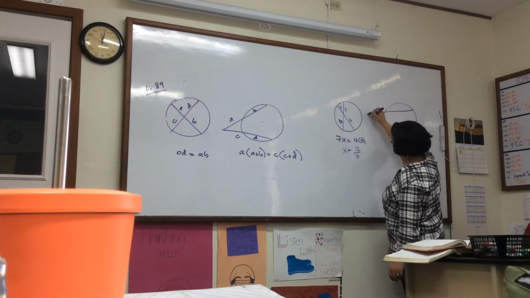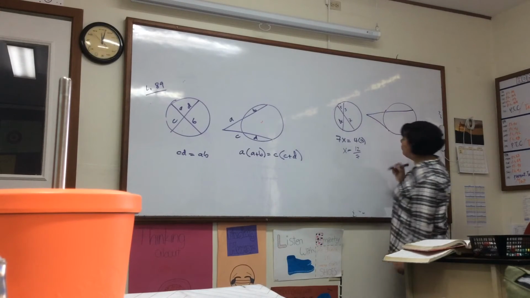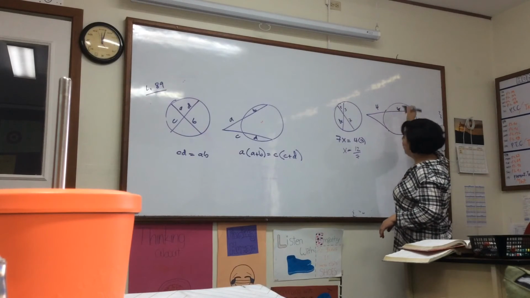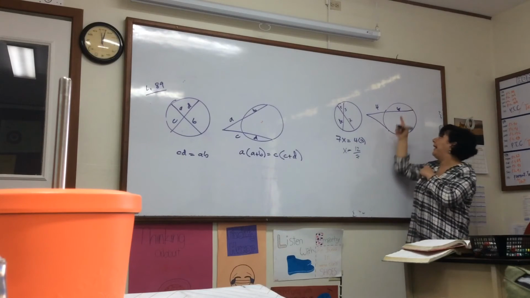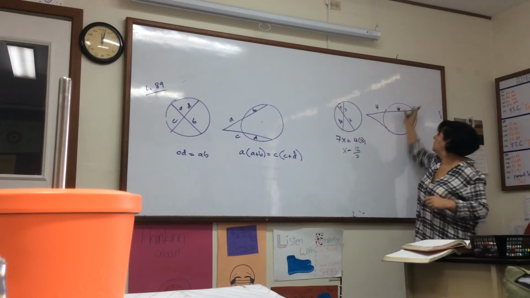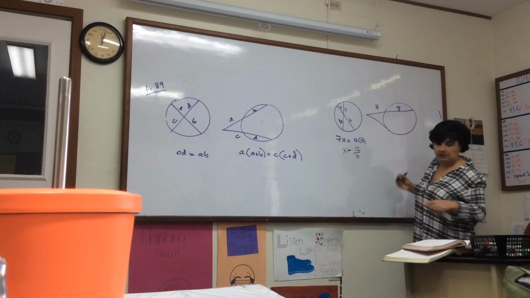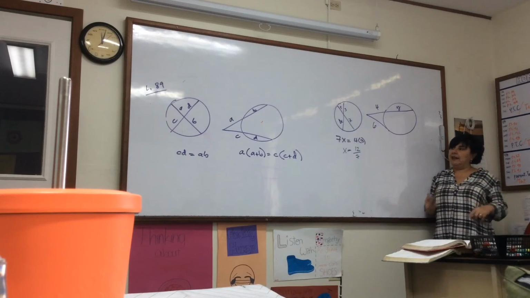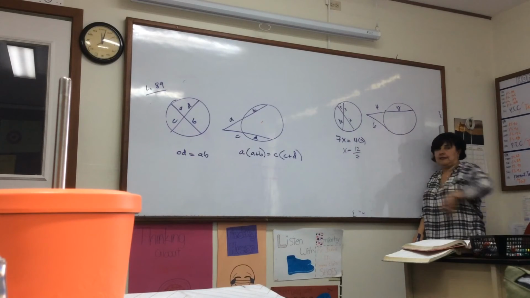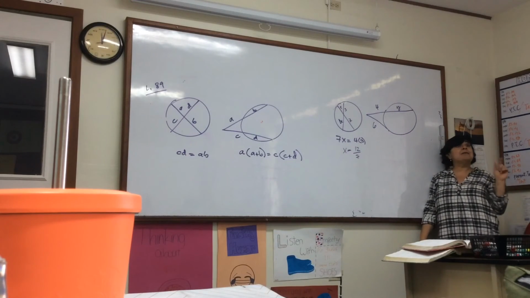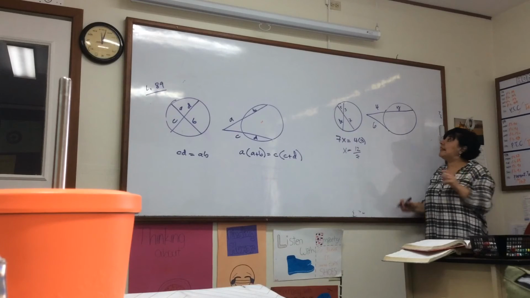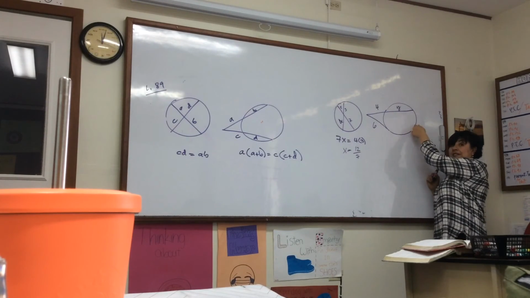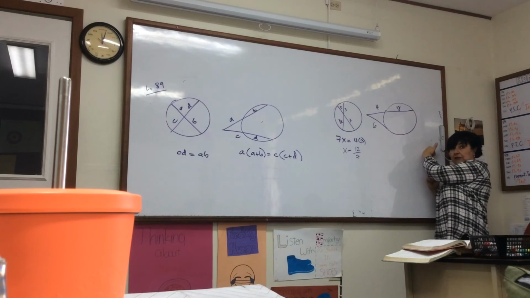4 and y, 6 and 1. Now, I'm going to give you one that has a little bit of a twist, and you tell me what happens. 4 and y, y, 6. What do you notice between this and that? It's missing a piece. Why is it missing a piece? Because it's a tangent. So it doesn't go inside. It just touches it from the outside, okay?